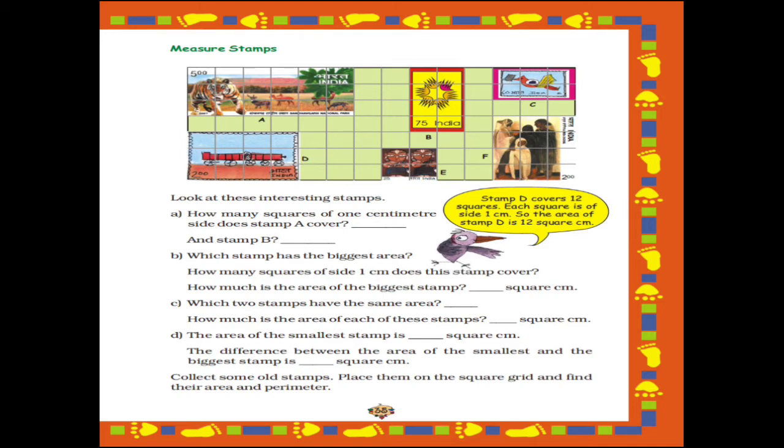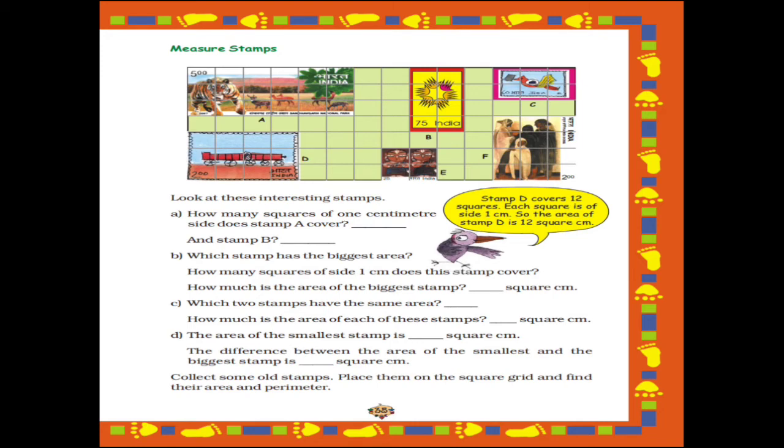So it is given that we have to write how many squares of side 1 centimeter the stamp A is covering. So we have to count it, right? So we will write that this stamp has 18 squares of side 1 centimeter. This you will write in a notebook.